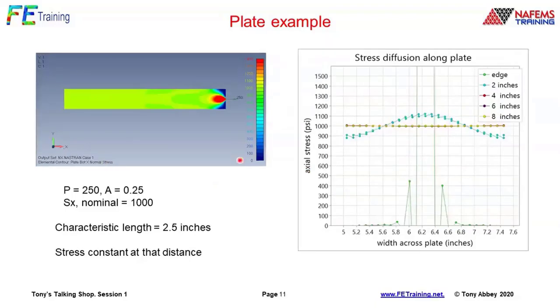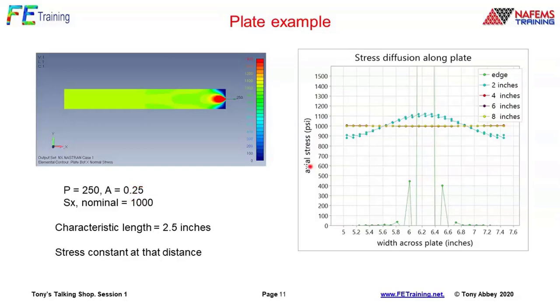I've narrowed it even further. So now the width is just 2.5 inches. So we can see the stress flow, and I've kept the nominal stress the same. I've reduced the load as I reduce the width. So I keep this 1,000 nominal.